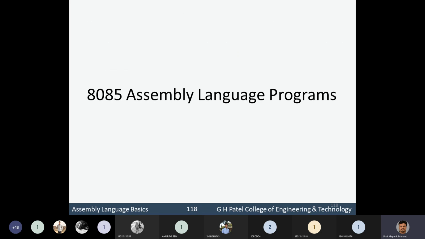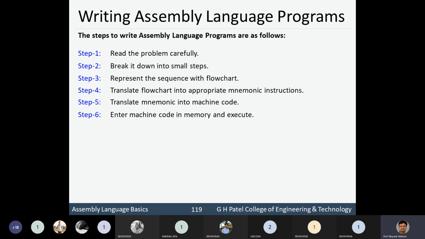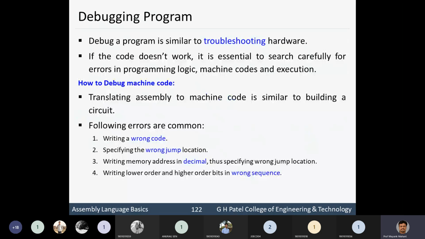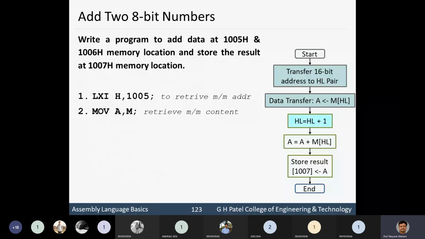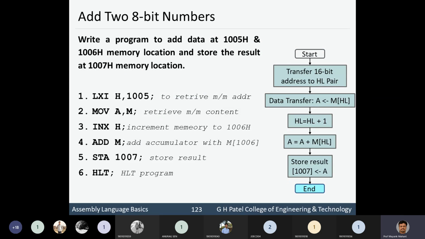I'll be skipping the assembly language program part at this point of time. I'll be discussing it later, in the next class.